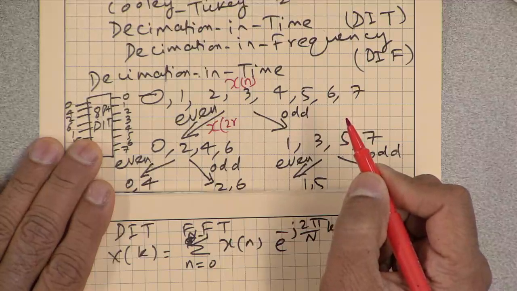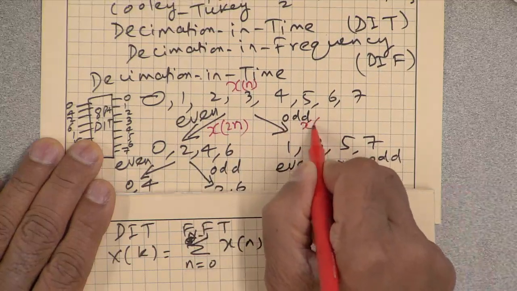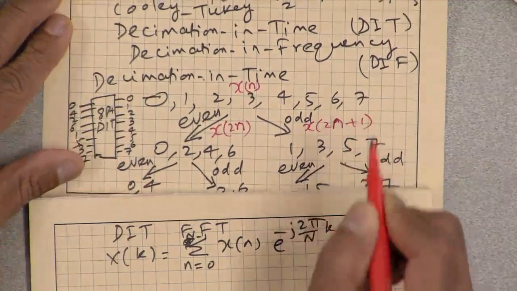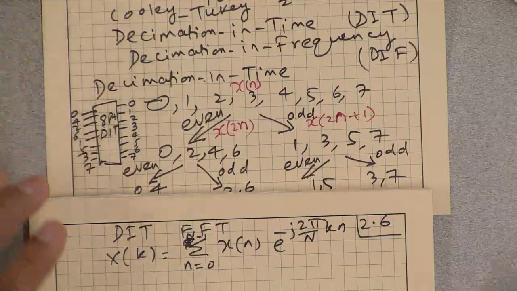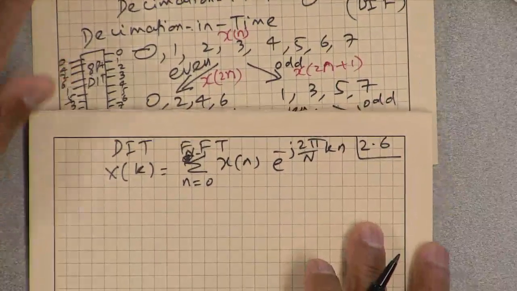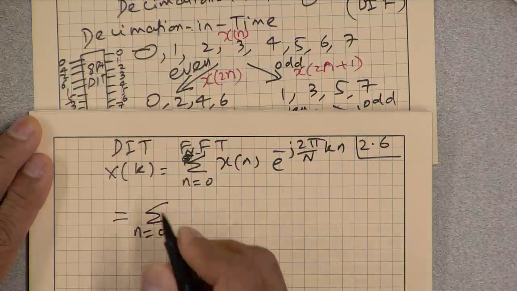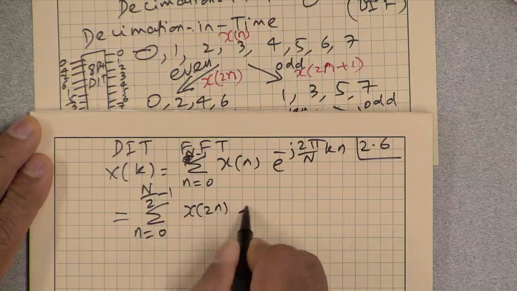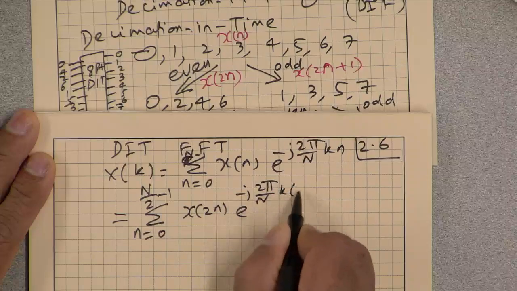Well, I don't see anything wrong. I could call that 2n, okay. There's nothing wrong. And then I could call the odd as x[2n plus 1]. So we are trying to express x[n] using x[2n] and x[2n plus 1]. So this is equal to summed over n equal to 0 to N by 2 minus 1 of x[2n] e to the power minus j 2 pi over N k 2n.